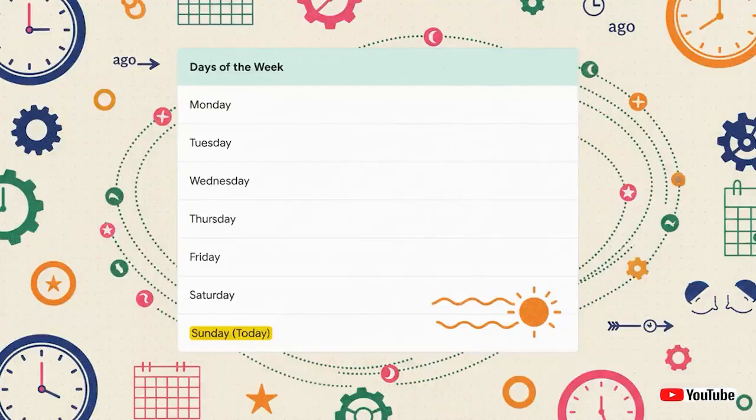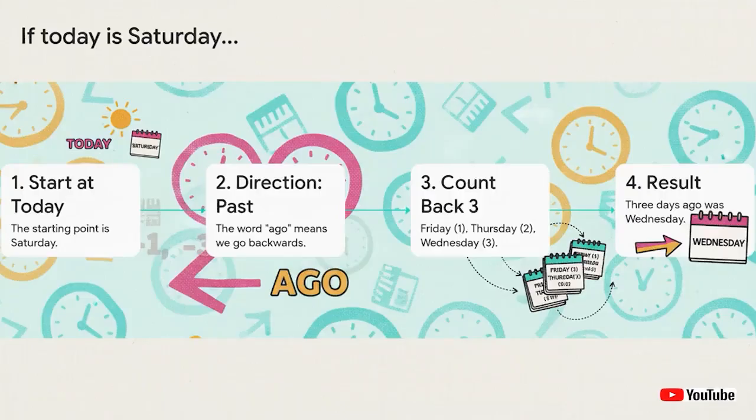All right, let's set our timeline. For this example, just imagine that today is Saturday. This is our now. It's our starting point for everything, whether we're looking into the past or jumping into the future. So, let's solve a quick problem together. We know today is Saturday. So what day was it 3 days ago? Well, ago tells us we're going into the past, so we just count backwards. Starting from Saturday, we go back 1 day, that's Friday, 2 days, that's Thursday, and 3 days back lands us right on Wednesday. See? Simple as that.